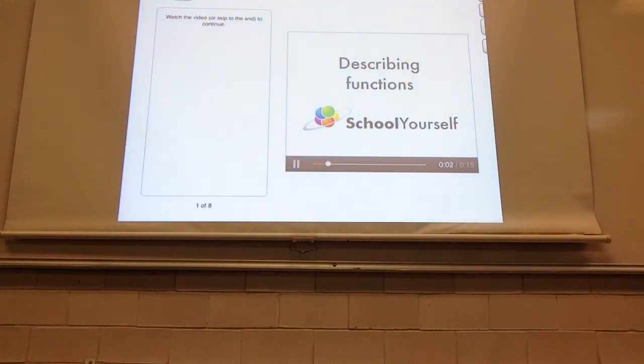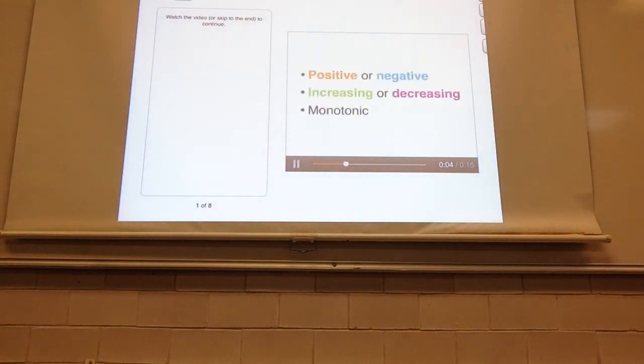Describing functions. Here we'll describe functions a few different ways. Functions can be positive or negative, and increasing or decreasing. We'll also mention what it means for a function to be monotonic.